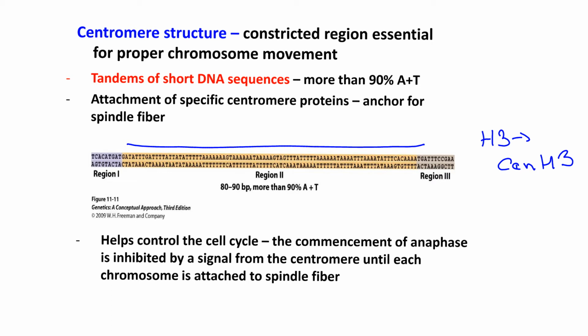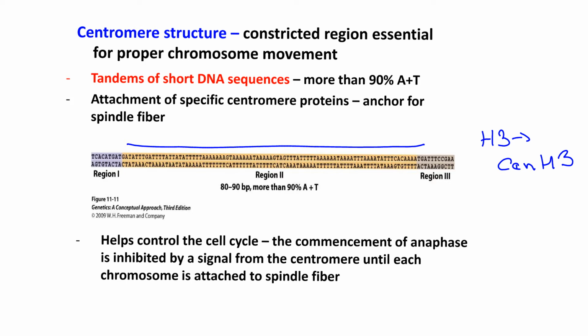Now, we already talked about the importance of the centromere for kinetochore attachment. The centromere has another additional important function. It helps to control the cell cycle. Actually, the centromere inhibits proceeding from metaphase to anaphase until the chromosome is properly attached to the spindle fiber. So it sends an inhibitory signal until all centromeres are properly attached.